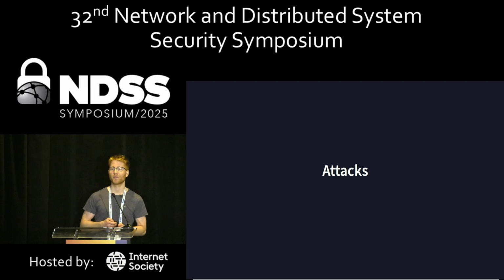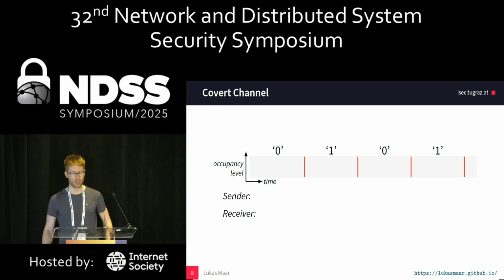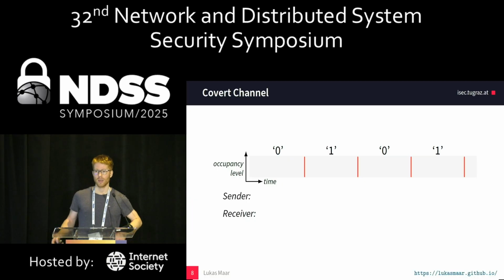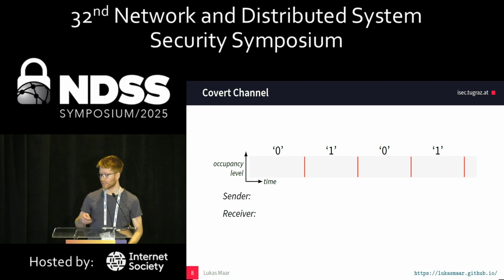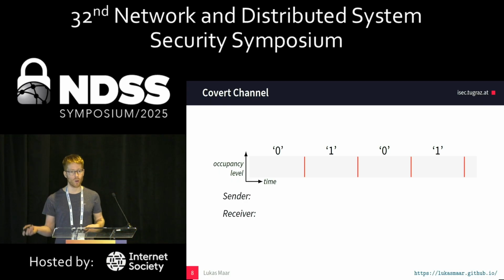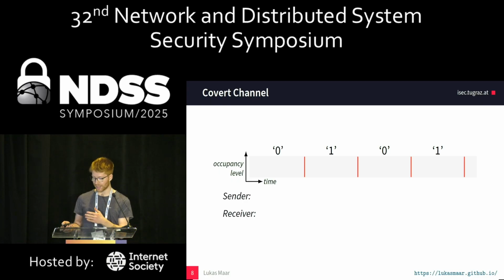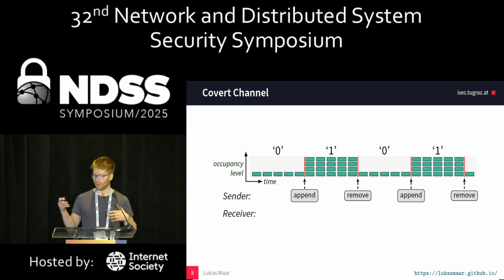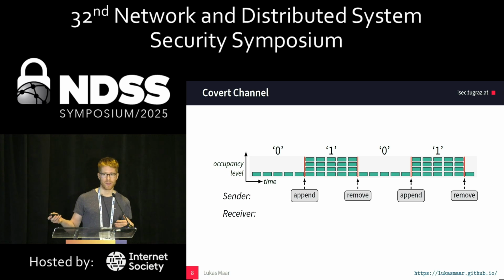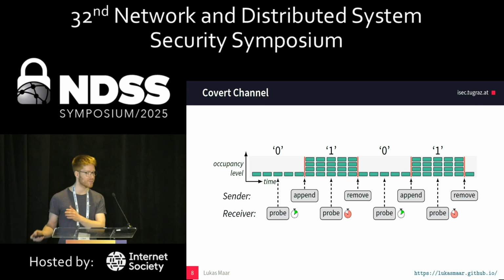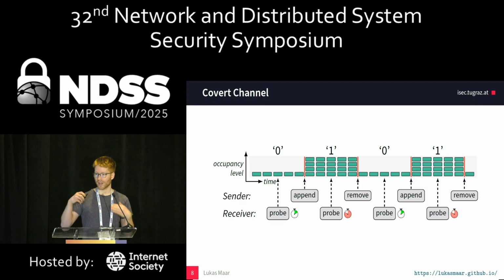Now let's continue with the attacks. First of all, we perform the cover channel. In this attack scenario, we control the sender and the receiver. The sender tries to send the message 0101. It encodes this message in the occupancy level of a hash bucket by either appending or removing elements from this bucket. And what the receiver does, it continuously probes the occupancy level of the hash bucket.